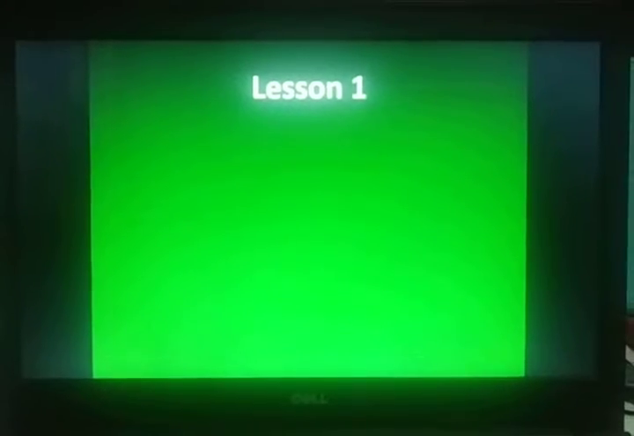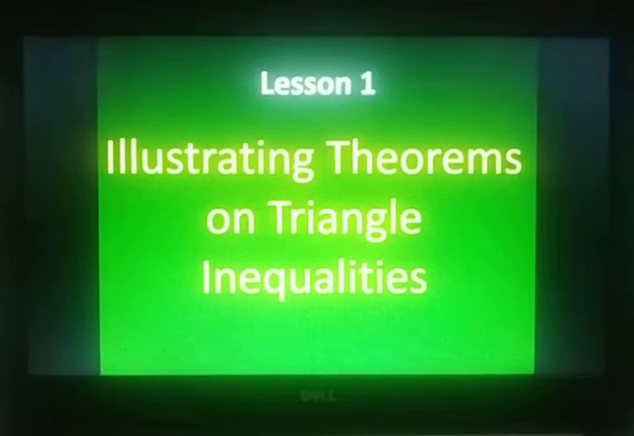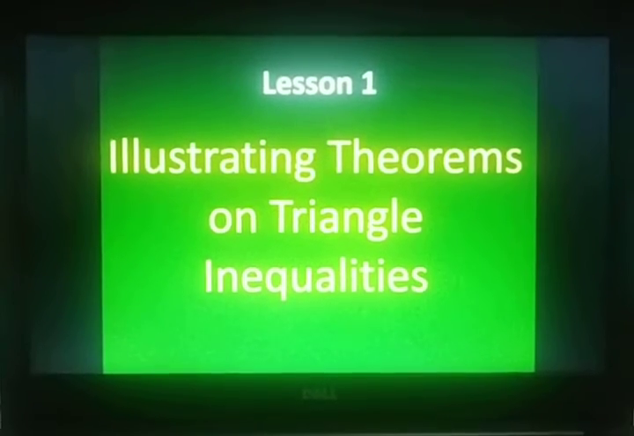Good morning, everyone. We are going to start now our lesson 1 for quarter 4. This is entitled Illustrating Theorems on Triangle Inequalities.